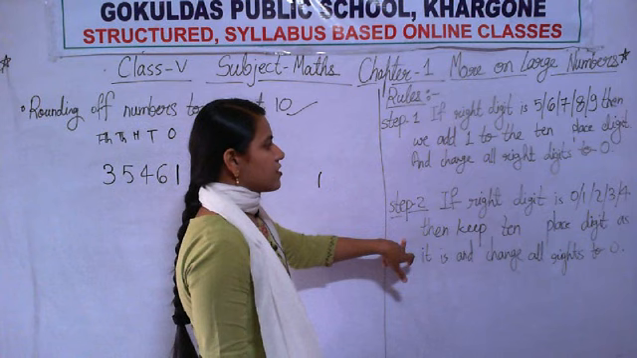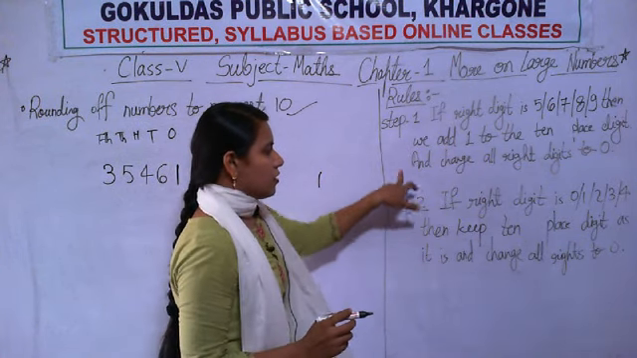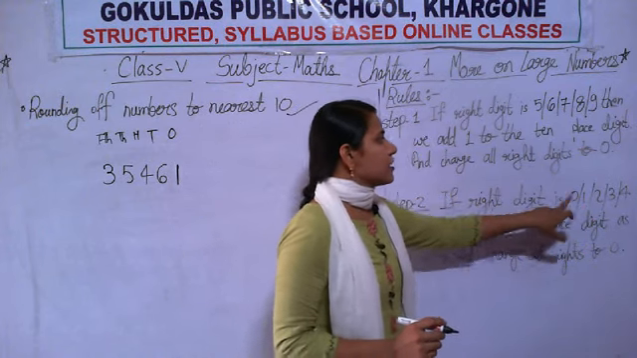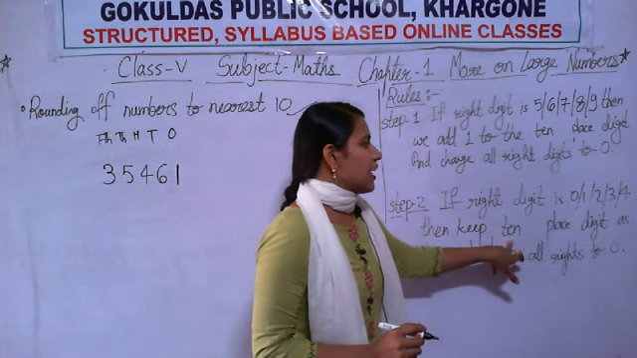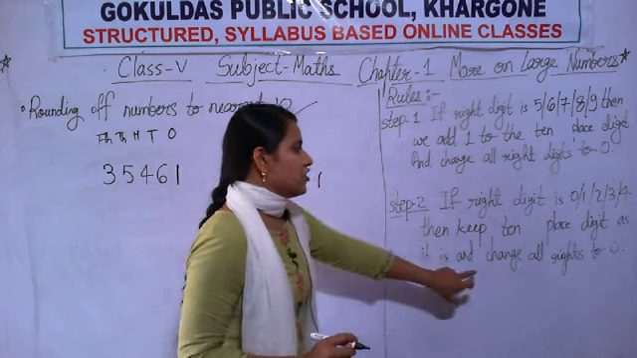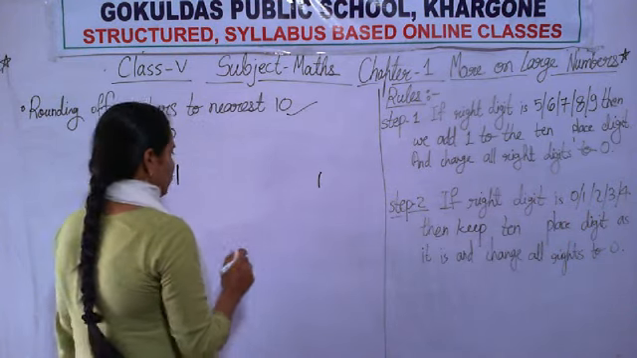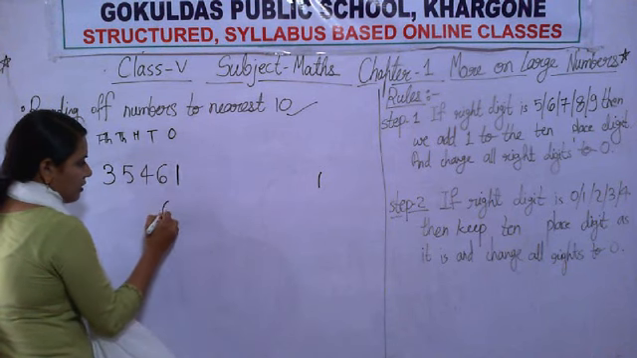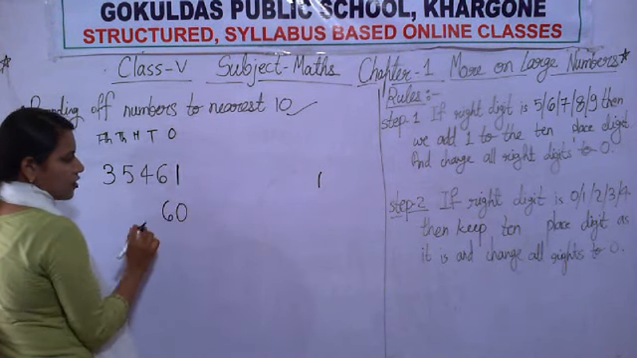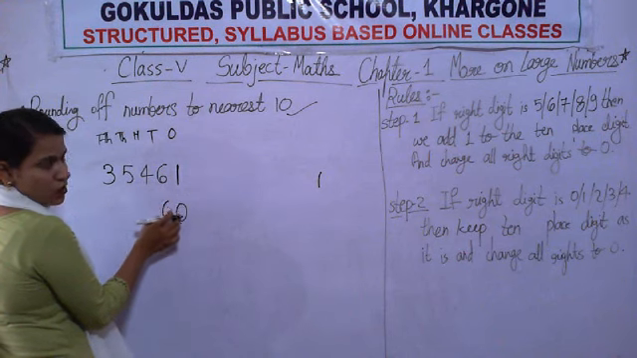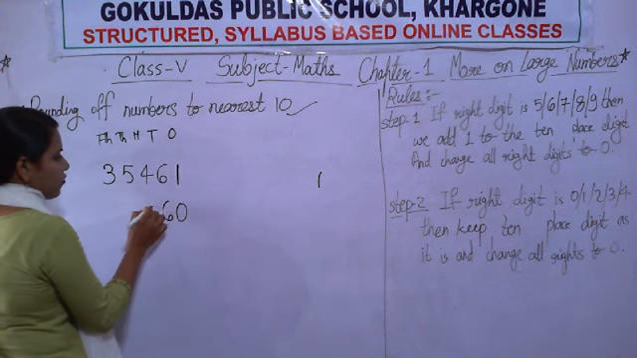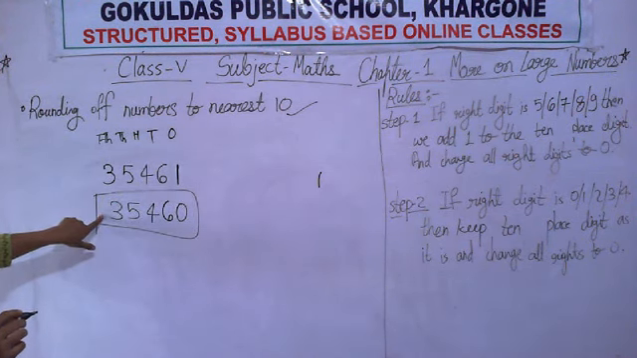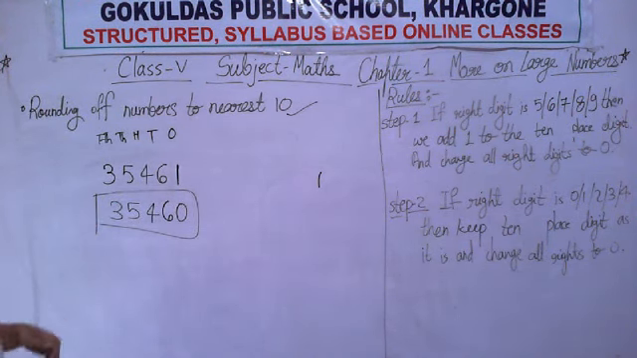So see, 1 is coming in which step? It is coming in rule number 2 when you check. So if the right digit is 1, then keep the tens place as it is and change all right digits to 0. So you will keep the tens place as it is, change the right digit to 0, and the remaining digits will be as it is. So this is your answer. Okay, this is your rounded off answer, right?